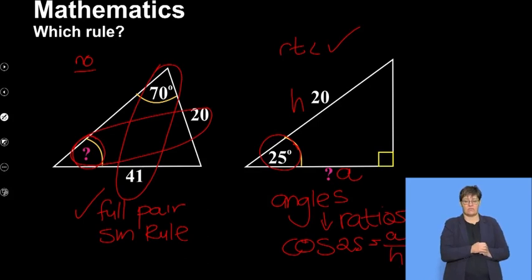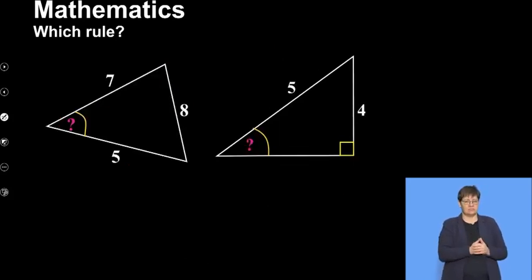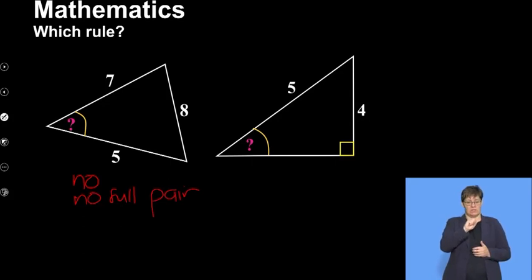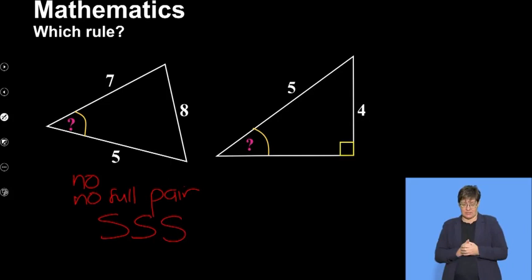We've got a few more to practice on. Let's look at this one here, is it right angled? No, it's not a right angled triangle. Does it have any full pair of side and matching angle? We've got no full pair as well. So what does it mean we have to use? We've got to use cos rule. And why? Because we have side, side and side. And if we use cos rule, we can find any of the angles.